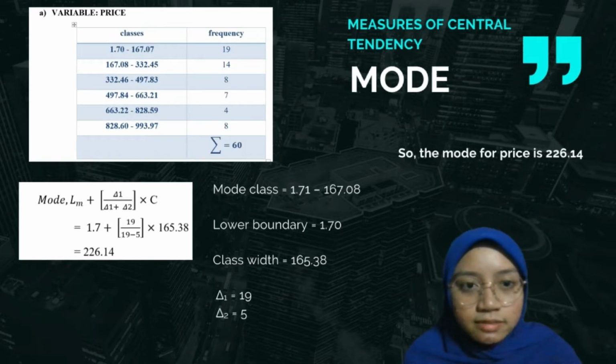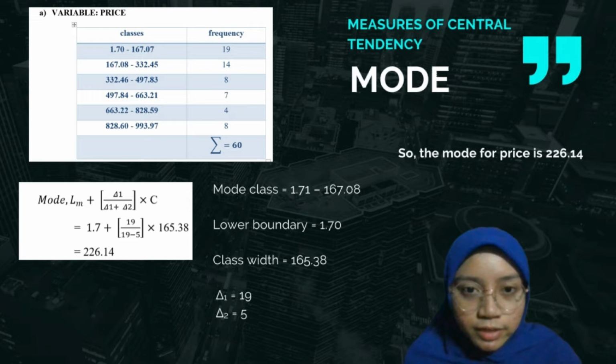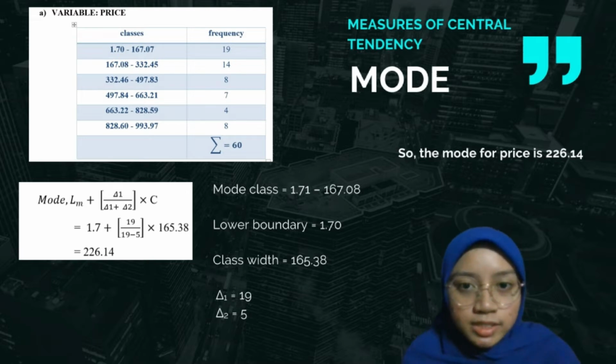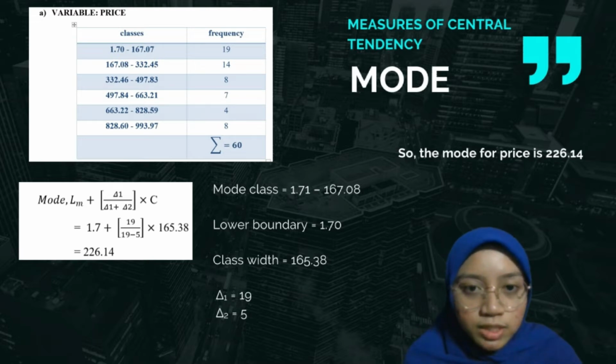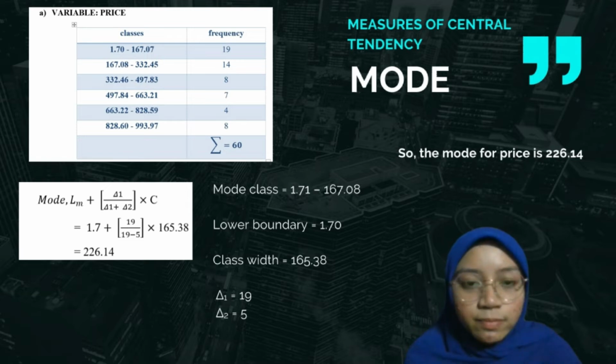The modal class is recognized as the class 1.71 to 167.08. The lower boundary is 1.7. The difference between the frequency of the modal class and the frequency of the class before the modal class is 90, and the difference between the frequency of the modal class and the frequency of the class after the modal class is 5. Using the above formula, we get 226.14 for the price's mode.